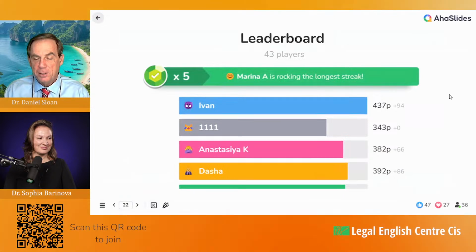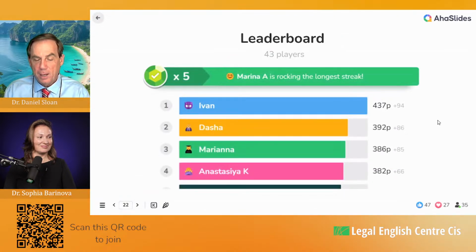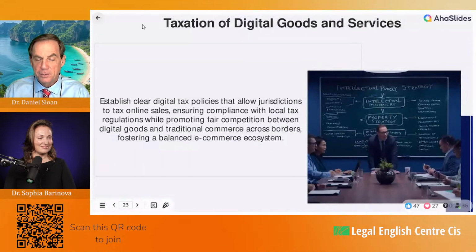Let's see who's in front. Ivan pulled out ahead. Boy, Ivan got that one correct really quick. So 94. Dasha, Mariana, and Anastasia are pulling up the next positions.